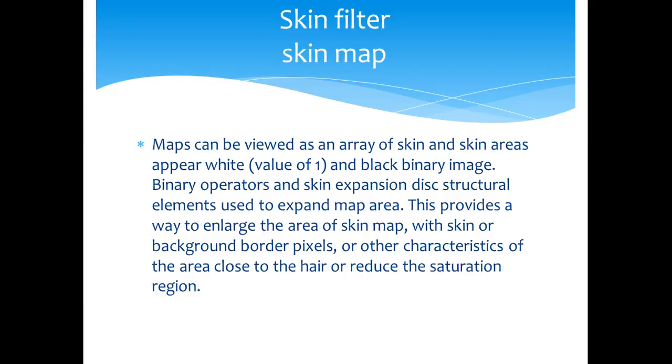The map is built as a binary image, where skin areas appear white with a value of 1 and the rest black. The binary operators and a disk structuring element are used to expand the map area. This provides a way to enlarge the area of the skin map, with skin background border pixels or other characteristics of the area close to the hair or reduced saturation region.